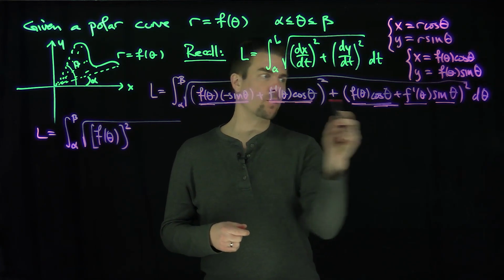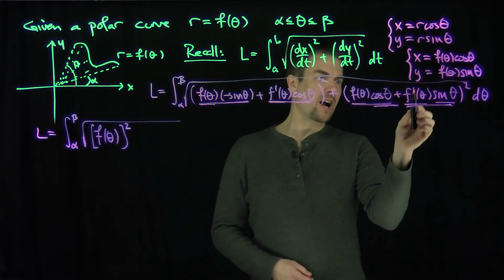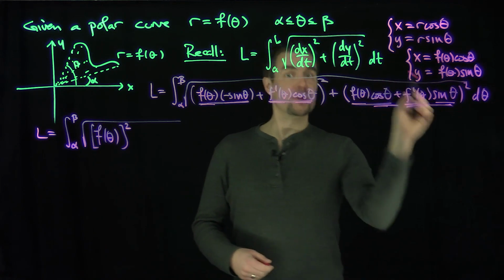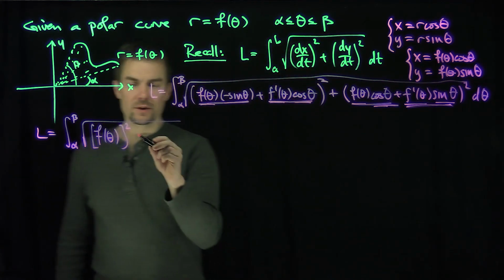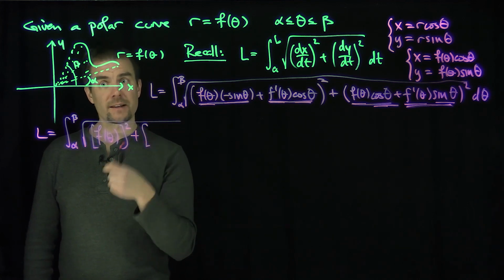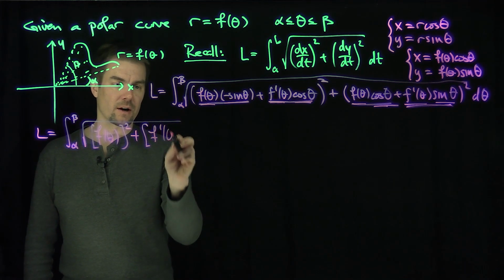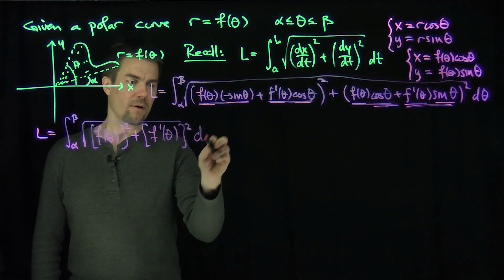And then we'll have this term squared plus this term squared. So what will that represent? That's going to represent f prime of theta squared times sine squared plus cosine squared. That's going to give you 1. So if you FOIL all this out and cancel the terms and then use the fact that sine squared plus cosine squared is equal to 1, you get this expression over here for the length of arc.